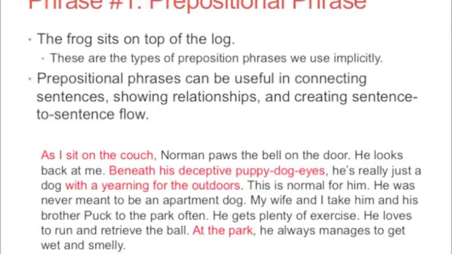As I sit on the couch, Norman paws the bell on the door. He looks back at me. Beneath his deceptive puppy dog eyes, he's really just a dog with a yearning for the outdoors. This is normal for him. He was never meant to be an apartment dog. My wife and I take him and his brother Puck to the park often. He gets plenty of exercise. He loves to run and retrieve the ball. At the park, he always manages to get wet and smelly.